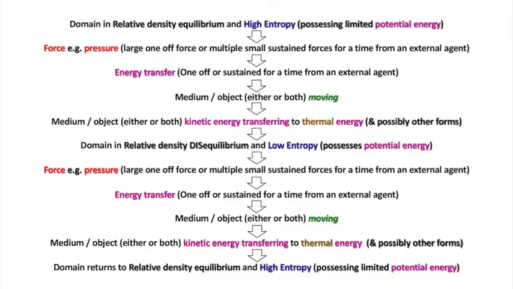Domain in relative density disequilibrium and low entropy, possesses potential energy. Force, example pressure, large one-off force or multiple small sustained forces for a time from an external agent. Energy transfer, one-off or sustained for a time from an external agent. Medium, object, either or both, moving. Medium, object, either or both, kinetic energy transferring to thermal energy and possibly other forms. Domain returns to relative density equilibrium and high entropy, possessing limited potential energy.